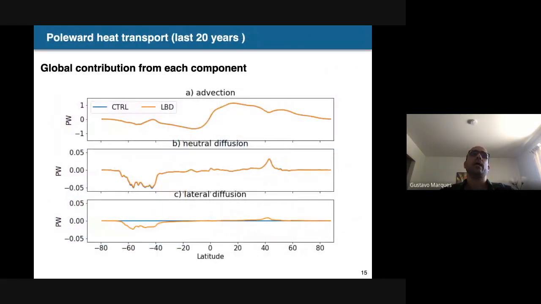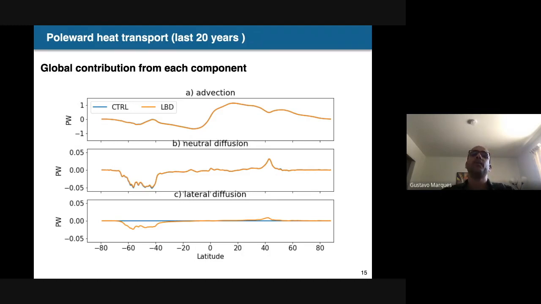Now looking into polar heat transport. Again, this is mean over the last 20 years, and I'm showing the global contribution from each component. Advection at the top, neutral diffusion in the middle, and lateral at the bottom. Notice the change in the Y scale between these plots. It is much larger in the advection dominates, and we cannot differentiate the two solutions by looking at the advection only with this scale. They're on top of each other.